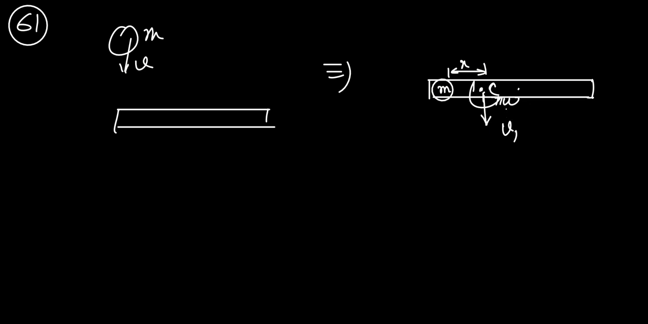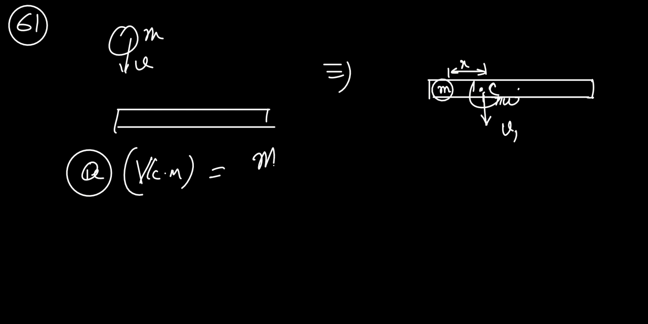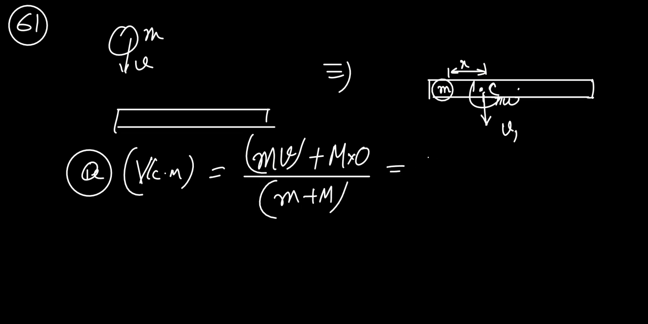Now find the velocity of center of mass of the system. So first part, part A, the velocity of center of mass. The velocity of center of mass is not going to change because of this collision. Why? Because there is no external force which is going to act here. So the velocity of center of mass initial and final will be the same. Initially it was mv plus this mass has no velocity, upon m plus M. So the velocity of center of mass before the collision and after the collision will be the same, that is mv upon m plus M.